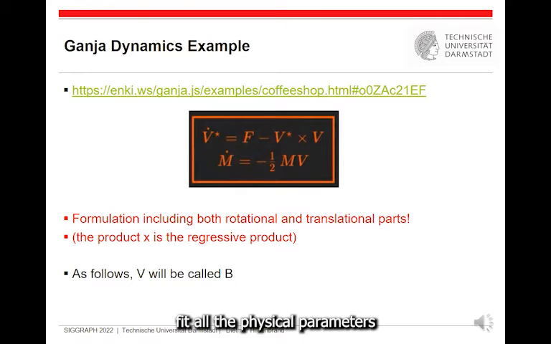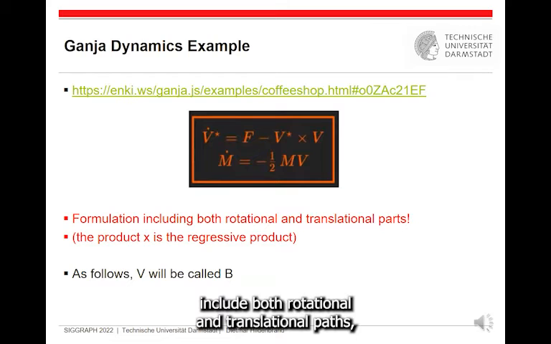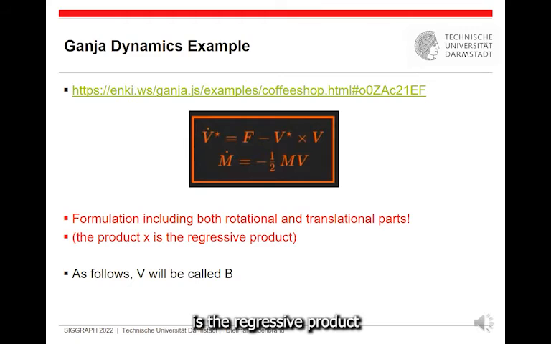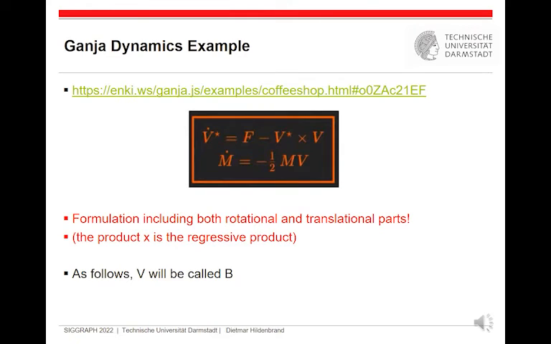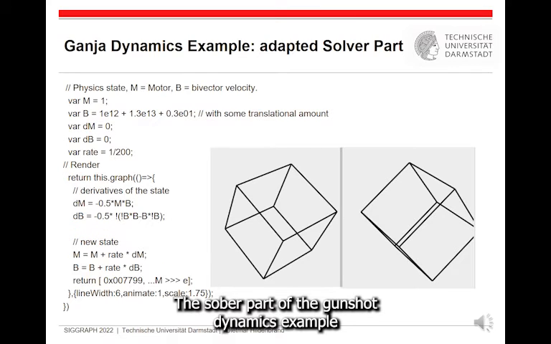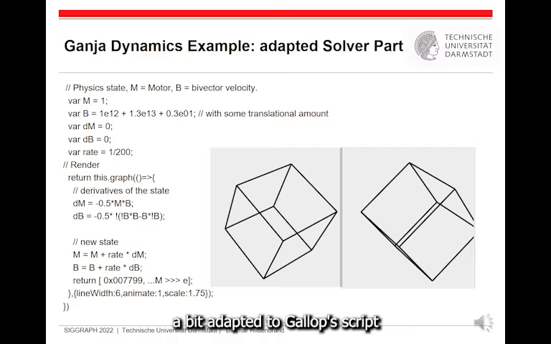As I already said, all the physical parameters include both rotational and translational parts, and the cross is the regressive product. And as follows, we will use the notation B instead of V because it is also used in the Ganja example. This is the solver part of the Ganja dynamics example, a bit adapted to a Gallop script. M and B are the parameters for motor and the velocity. dm and db are the derivatives of m and b. A rate is needed for the simple Euler integration scheme that we are using in order to solve the equation that we just saw.